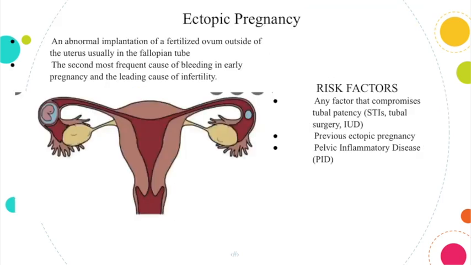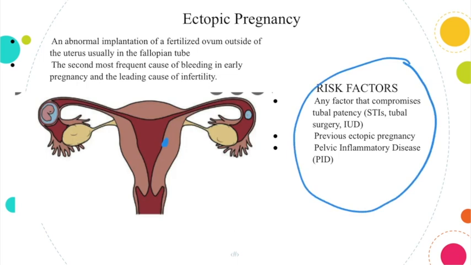Now let's talk about an ectopic pregnancy. Sometimes people call it a tubal pregnancy because it is an abnormal implantation of the fertilized ovum in the fallopian tubes. As you know, we're supposed to have fertilized implantation happen in the uterus, right? But here it's happening in these tubes. It is the second most frequent cause of bleeding in early pregnancy and a leading cause of infertility. These are the individuals that are at risk of developing an ectopic pregnancy.